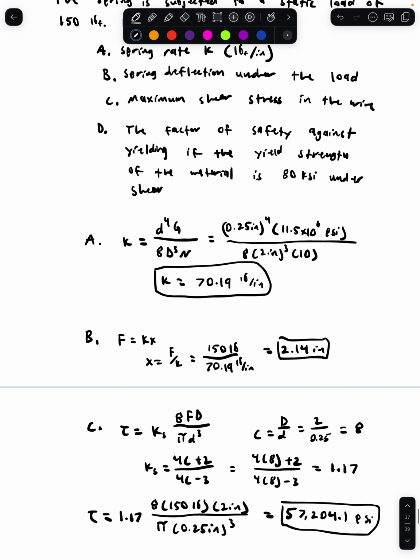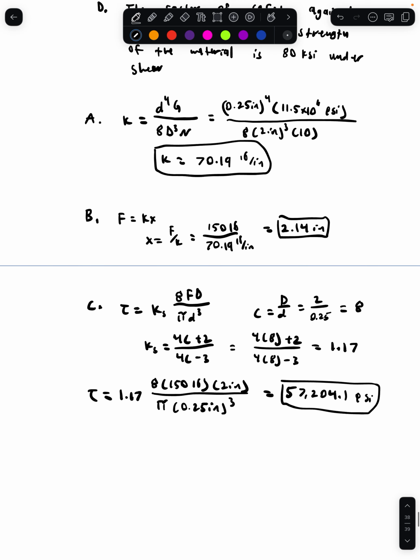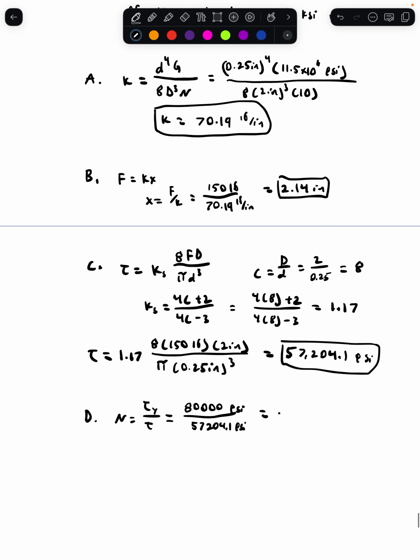Alright, and then our factor of safety against shear is just going to be our yield strength over our actual stress. I guess it specifically says that's the shear stress, or shear strength, which was 80,000 PSI, divided by 57,204.1 PSI. So factor of safety is about 1.4.